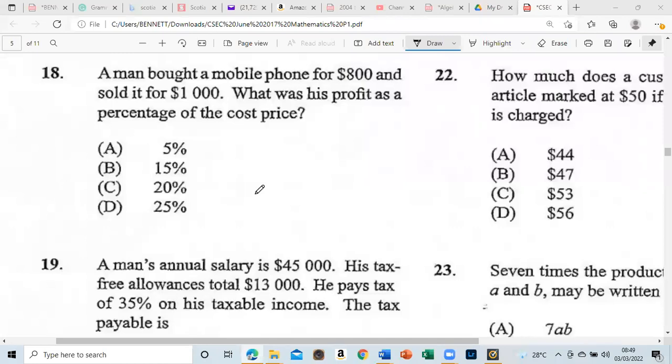All right, it says a man bought a mobile phone for $800 and sold it for $10,000. What was the profit as a percentage? All right, so let's do that. Go ahead and do that.